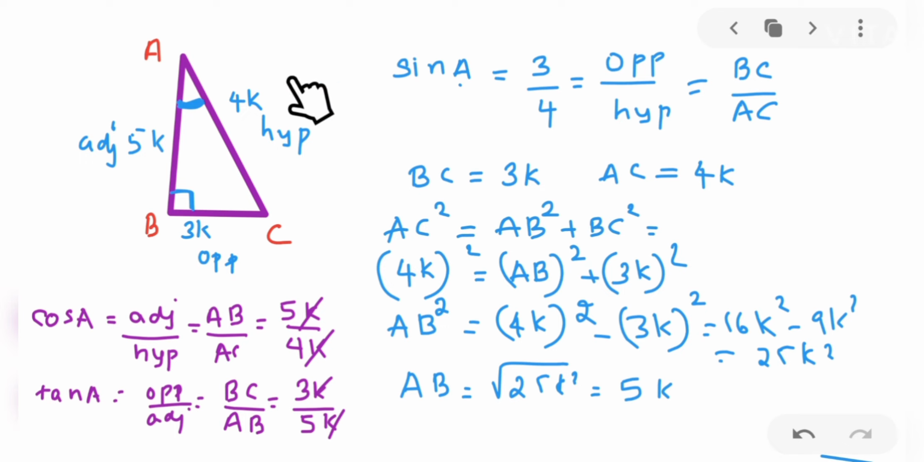So in this type of question, we first have to recognize the opposite side and the hypotenuse. Sine is opposite by hypotenuse, so you can take the opposite side as 3K and the hypotenuse as 4K, and find the unknown side, which is AB, which I got as 5K. When you know all the 3 sides, then you can find any given ratio.